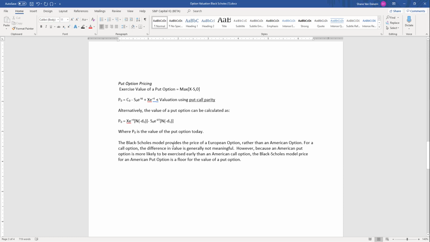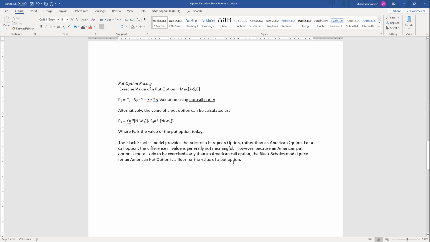The Black-Scholes model provides the price of a European option rather than an American option. For a call option, the difference in value is generally not meaningful. However, because an American put option is more likely to be exercised early when compared to an American call option, the Black-Scholes model price for an American put option is a floor of the valuation of a put option.